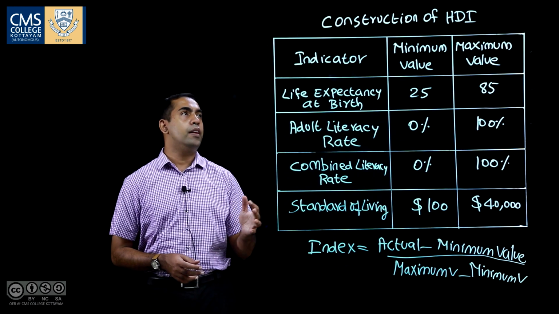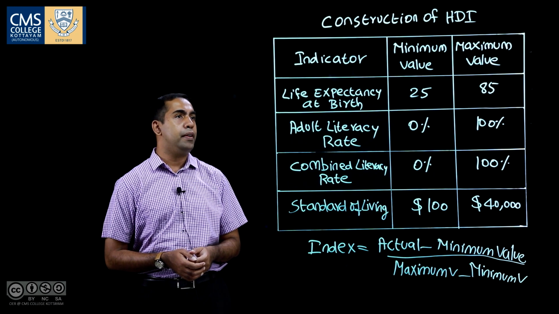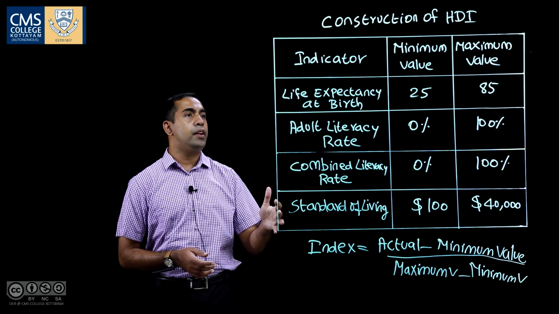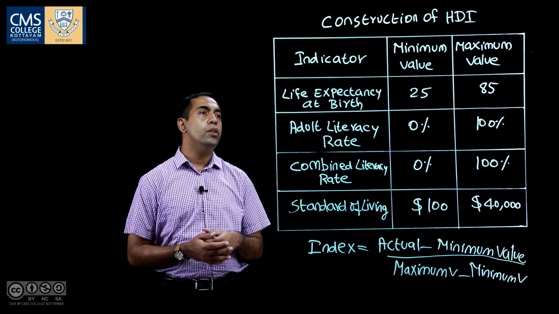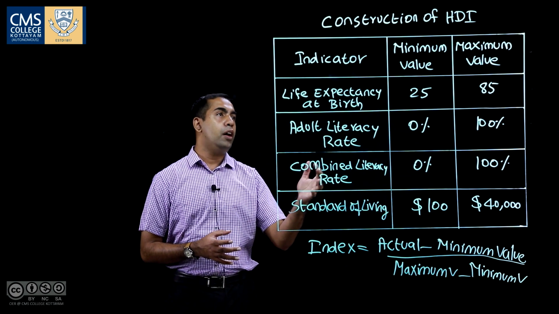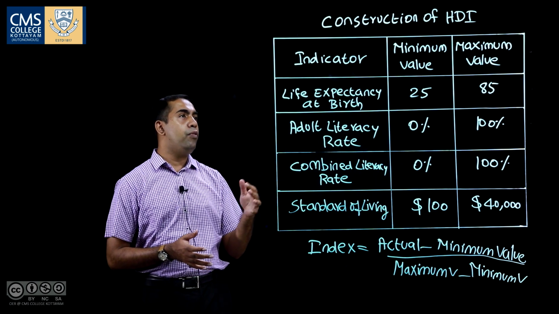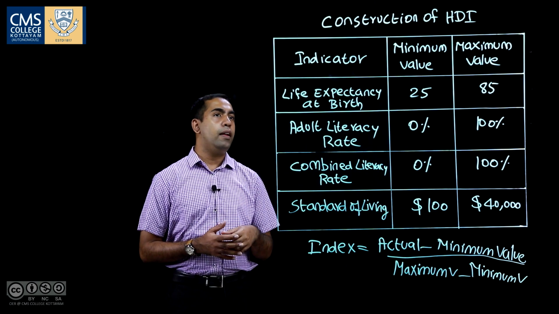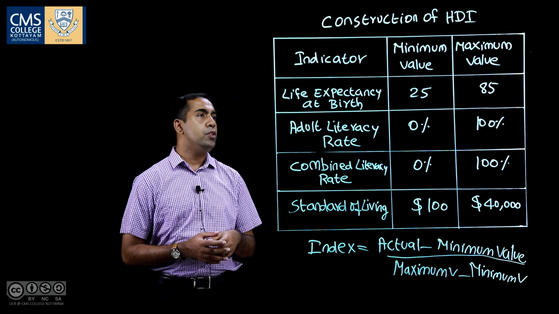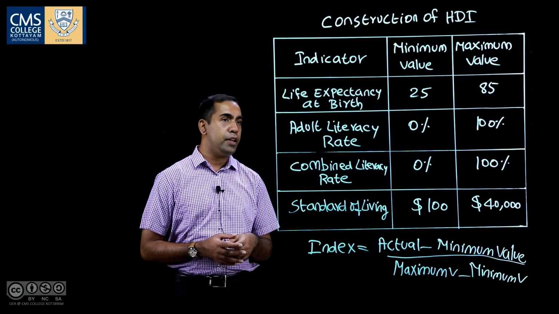So this is the table for the construction of a Human Development Index. These are the various indicators we have gone through. First one is the life expectancy at birth. Here the minimum value and maximum value are taken. The minimum value for the life expectancy at birth is 25 years and the maximum is 85 years.